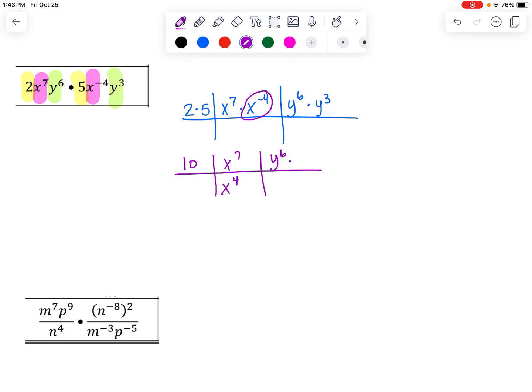And then we have y to the 6th times y to the 3rd. And so you could have students expand it out again, or they might see that here I'm going to subtract, and then here I'm going to add the exponents. So I would have 10x cubed y to the 9th.